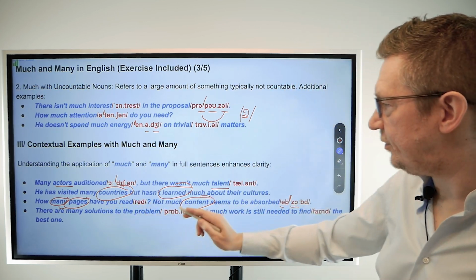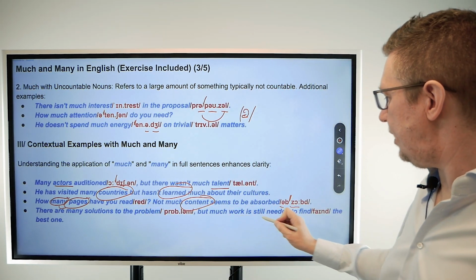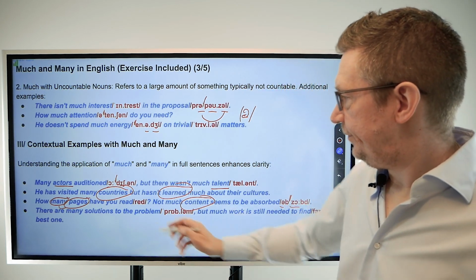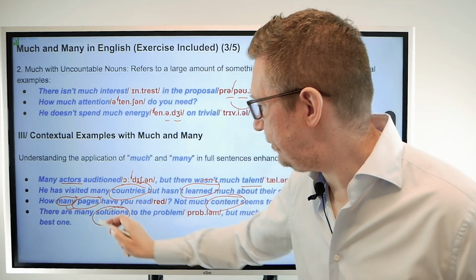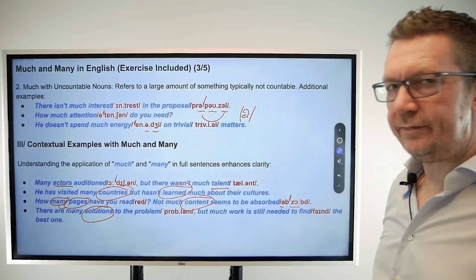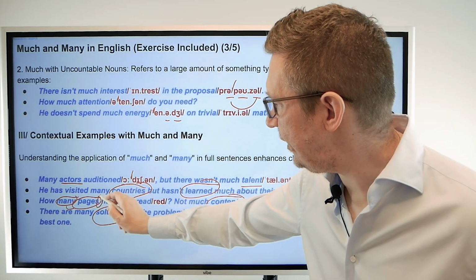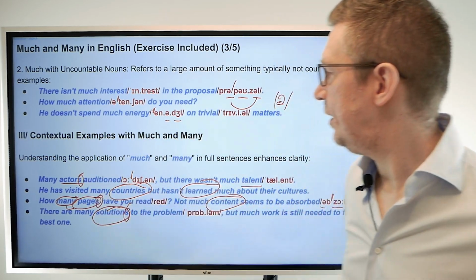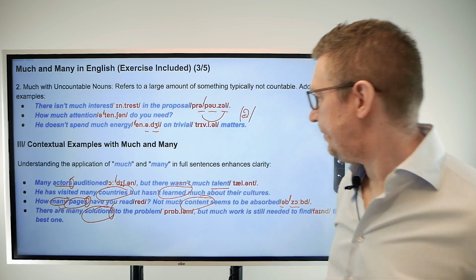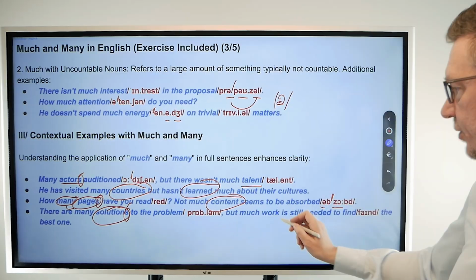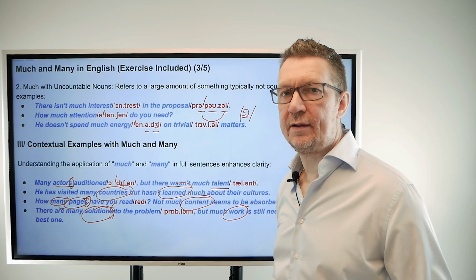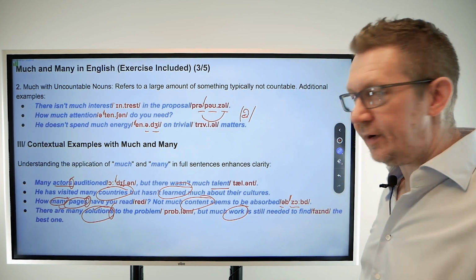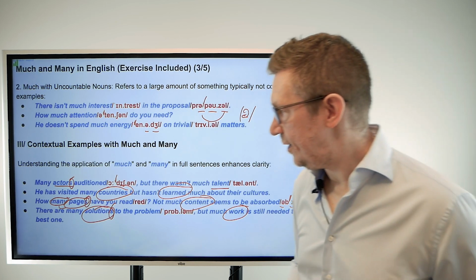There are many solutions to the problem, but much work is still needed to find the best one. Okay, so many solutions, one solution, two solutions, three solutions. Again, you notice that these things have the pluralization, but then here we don't. So how much work? Work cannot be counted. You cannot make it plural as well. So this is why we say much work is needed to find the best one.